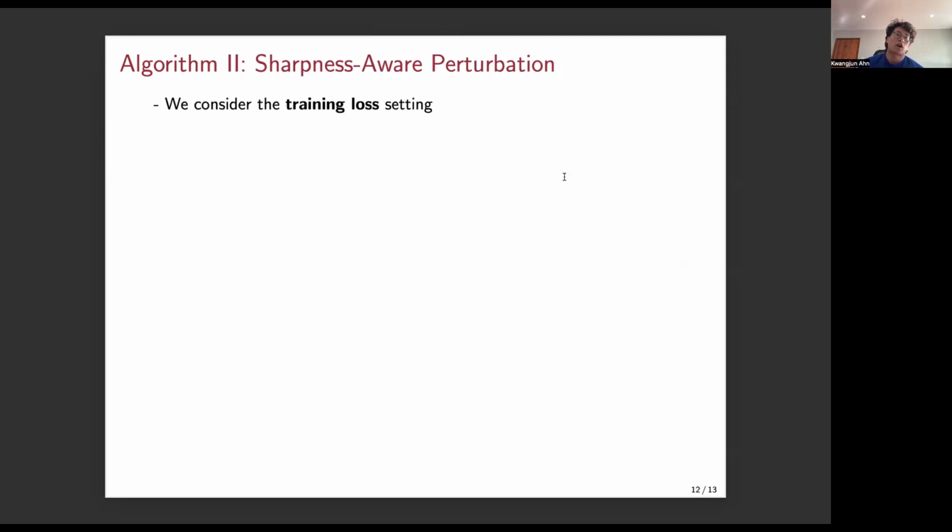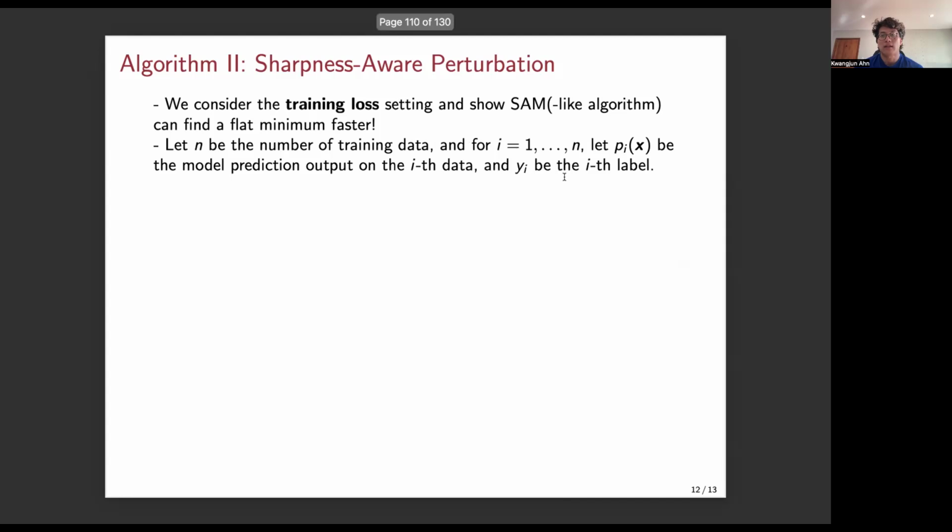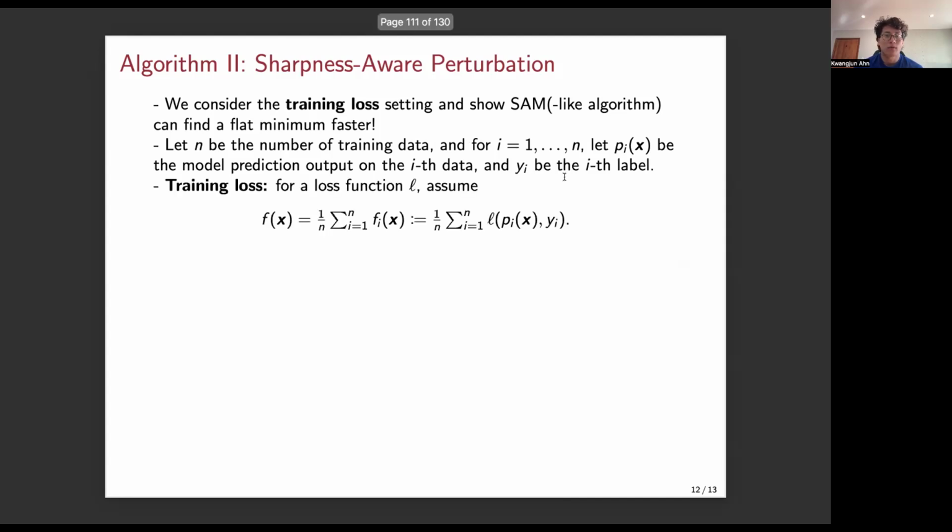This algorithm works for the training loss setting, where let's say n is the number of training data, and p_i(x) be the model prediction output on the ith data, and y_i be the ith label. Then the training loss is just this ERM form, where it's this average of summation over f_i(x), where f_i(x) is defined as l_i of some loss of choice of p_i(x), comma y_i.